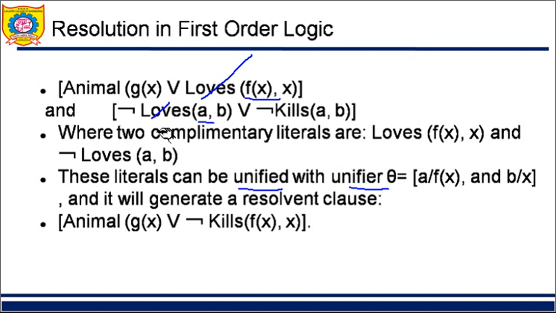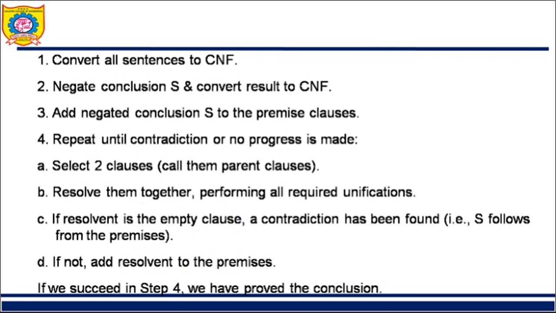If I do this, in place of a I put f of x and in place of b I put x, so this becomes the same: f of x comma x, f of x comma x. In that fashion I can cancel these two. What remains is animal g of x and the other part is kills f of x comma x. So instead of a we are putting f of x and in place of b we are putting x. Fine, so this is the little idea. That process is called unification.